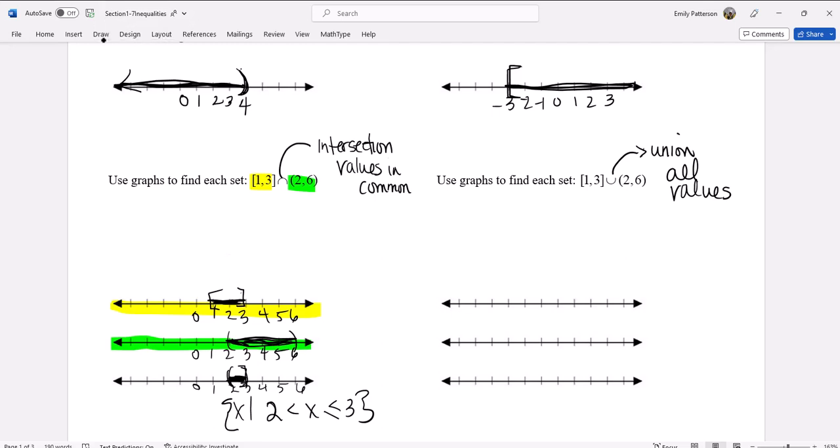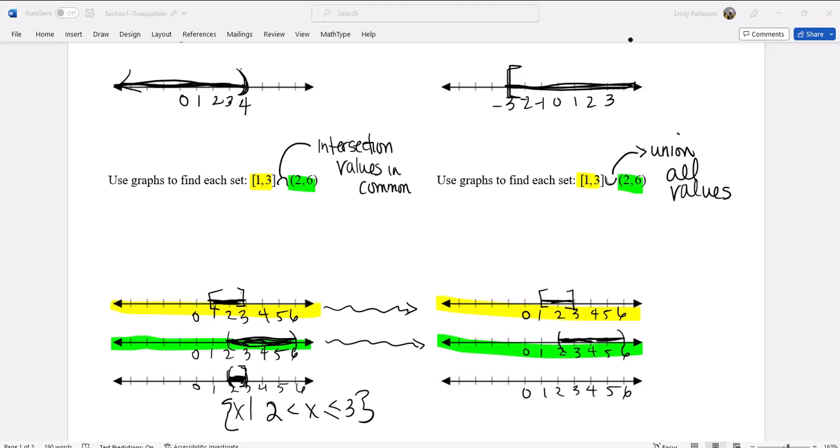So let me go ahead and graph. We're now looking for the union of all values. So the first thing I'm going to do is transfer here, and these values should look exactly the same. It's the same interval, but the difference in the answer comes in the difference between this notation here and this notation here.